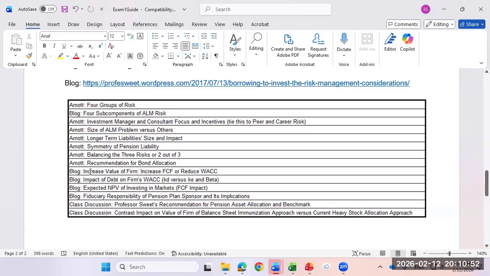So how do you increase the value of a firm? I might take out some of the words here. How do you increase the value of a firm without reading that? By increasing free cash flow or reducing the WACC. All right. Pretty simple. I love that phrase.